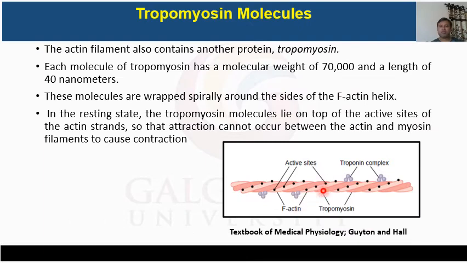The second thing is tropomyosin. We have discussed F-actin, which is two chains spiraled around each other. Now come to tropomyosin. Tropomyosin has a molecular weight of 70,000 and a length of 40 nanometers. These molecules are wrapped spirally around the sides of the F-actin. In the figure, this dark chain is tropomyosin, which is spiraled with the F-actin chain. In the resting state, tropomyosin lies on top of the active sites of the actin strands, so that contraction cannot occur between the actin and myosin filaments.